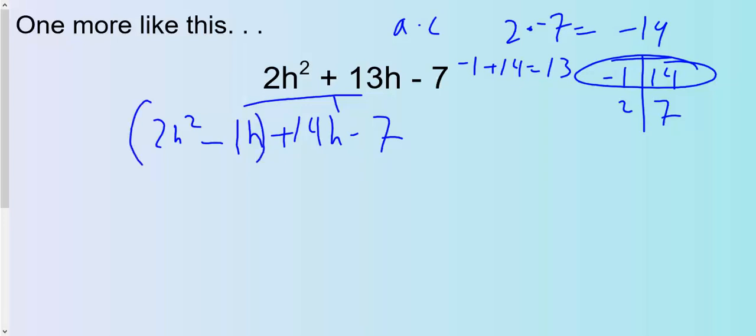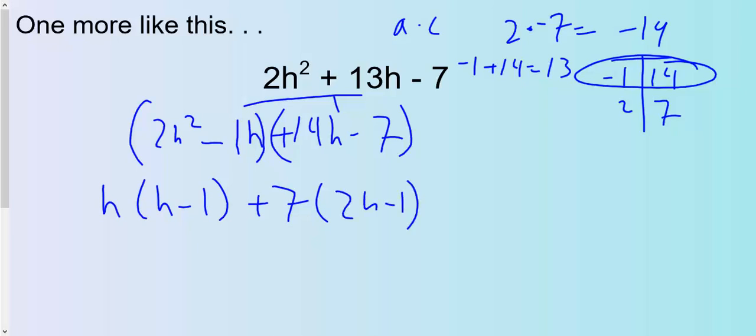Group the first two, group the second two. The GCF out of the first is an h. You have h minus 1. And 7 is the GCF out of the second one. You have 2h minus 1. And the 2h, oh, I made a mistake. There should have been a 2 there.